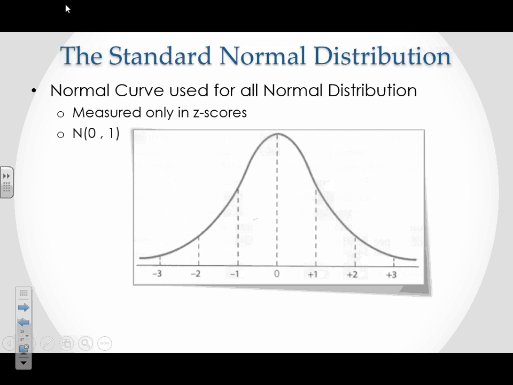Every standard normal distribution is going to have this exact same look. So exact same curve, exact same labeling on the x-axis. 0 is our mean. It's going to be right in the middle. And then our standard deviation happens at 1 unit at a time. So 1 standard deviation above the mean, 2 standard deviations above the mean, and so on.